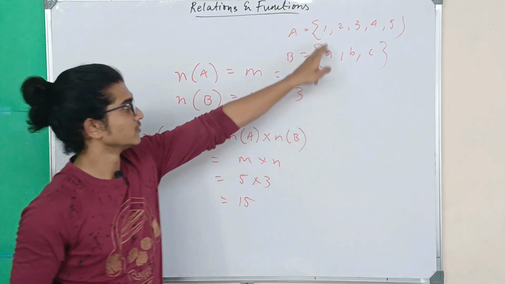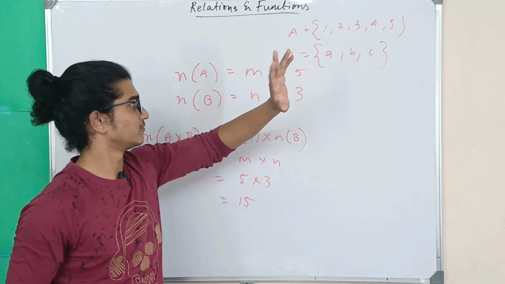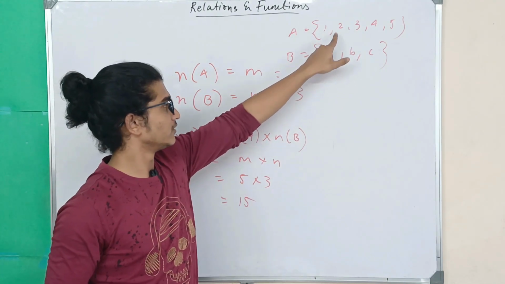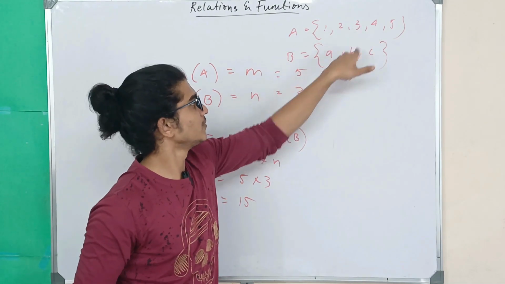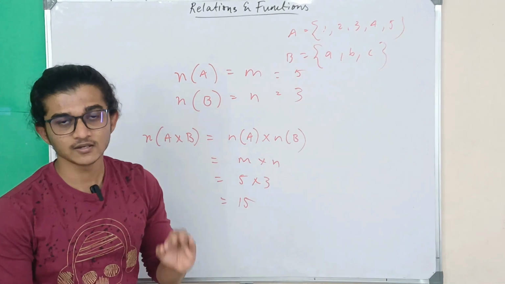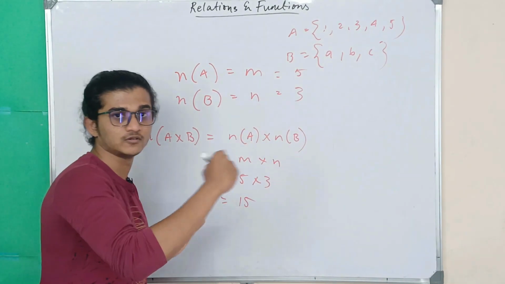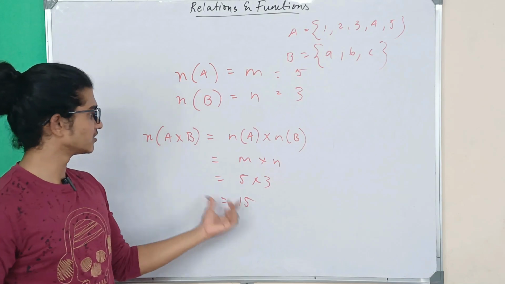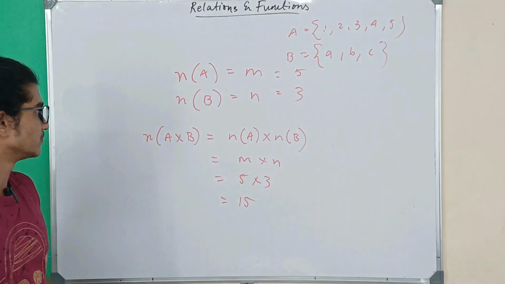You can verify this. So 1 comma a, 1 comma b, 1 comma c. Then 2 comma a, 2 comma b, 2 comma c, 3 comma a, 3 comma b, 3 comma c, 4 comma a, 4 comma b, 4 comma c, 5 comma a, 5 comma b, 5 comma c. So in total you will get 15 different elements. Instead of doing the multiplication every single time, you can directly go to this formula and apply it to find the number of elements of A cross B.